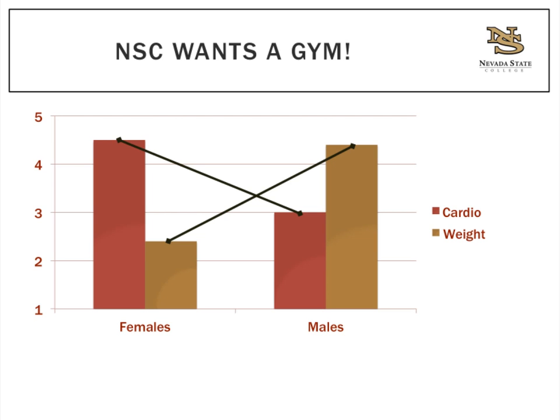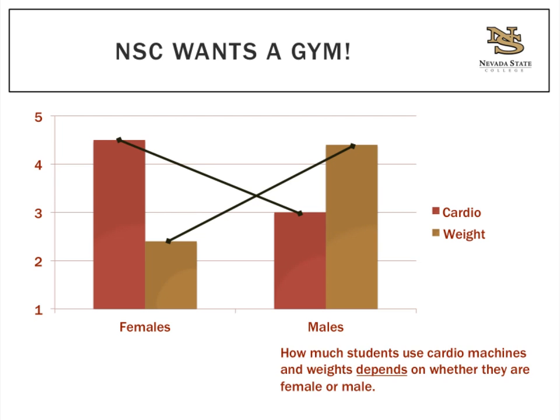So what you would say if you were the person conducting the study is that how much students use cardio machines and weights depends on whether they are female or male. And you can imagine that this kind of finding is probably pretty common in behavioral research. Whether someone is affected by a treatment probably depends on something about them. It could be their gender, their age group, whether they're rural or urban dwellers, or whether they are married versus not married. So these kinds of things become important.